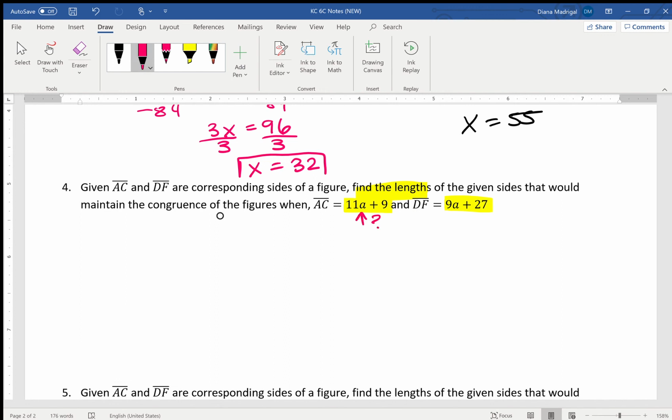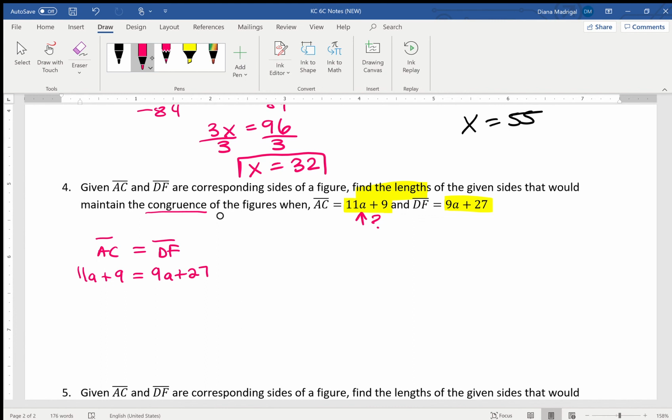Well, how much is going to be A? Well, we need to set up an equation. Every time you're setting up an equation is to find the variable, right? So, again, they told you that they're congruent. So that means that line AC is the same as line DF, which means that we have 11A plus 9 equals 9A plus 27. Okay? Which means that we know how to do this already.